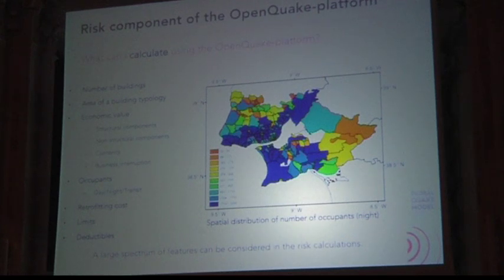OpenQuake can also calculate injuries and fatalities and homeless, and for that we can also consider occupants at the different times of the day. Also retrofitting, because OpenQuake can also do benefit cost analysis, and finally limits and deductibles in order to calculate insured losses.